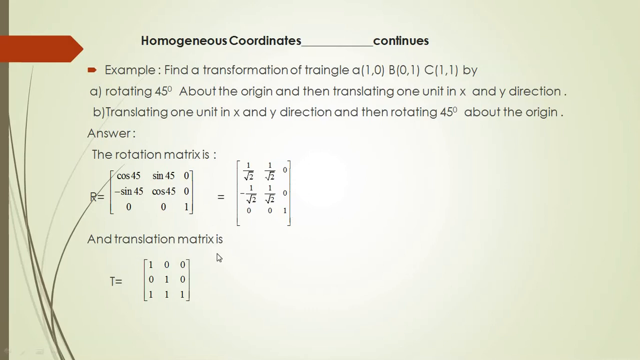So the translation matrix T is equal to 1 0 0, 0 1 0, 1 1 1. So here the 1 1 are our Tx and Ty, that is translating one unit in x direction and y direction. So our Tx is equal to 1 and Ty is equal to 1. So here this is the identity matrix, and then we add the Tx and Ty factors, that is Tx is equal to 1 and Ty is equal to 1. So our translation matrix T is equal to 1 0 0, 0 1 0, 1 1 1.